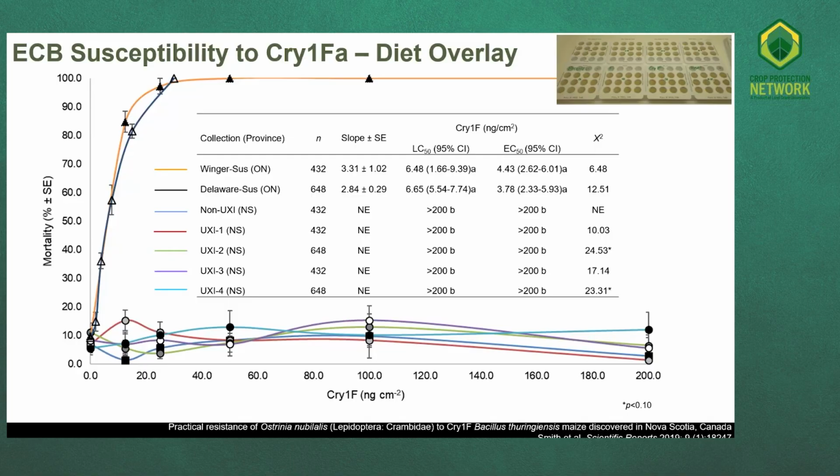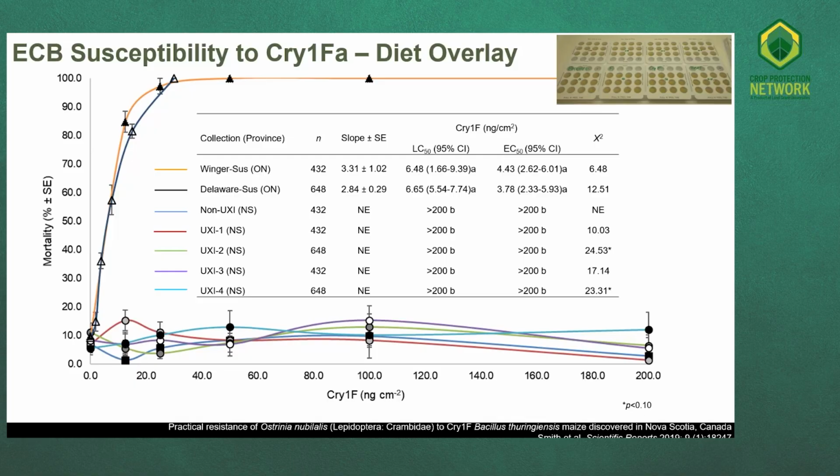You can see in that graph, we have 2 populations on the left, Winger and Delaware from Ontario, that were all dying with really low concentrations of Cry1F protein. But all 5 of those populations we collected from Nova Scotia were almost unaffected by the protein. And so we can estimate LC50 values, or the concentration of the protein that kills 50% of the population, using these data. The susceptible population LC50 values were around 6.5.